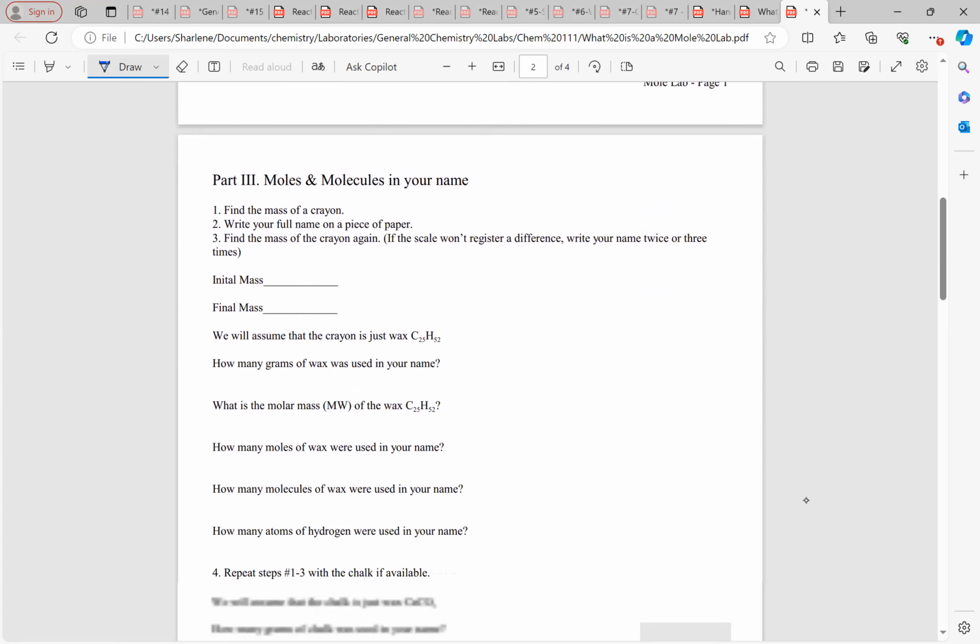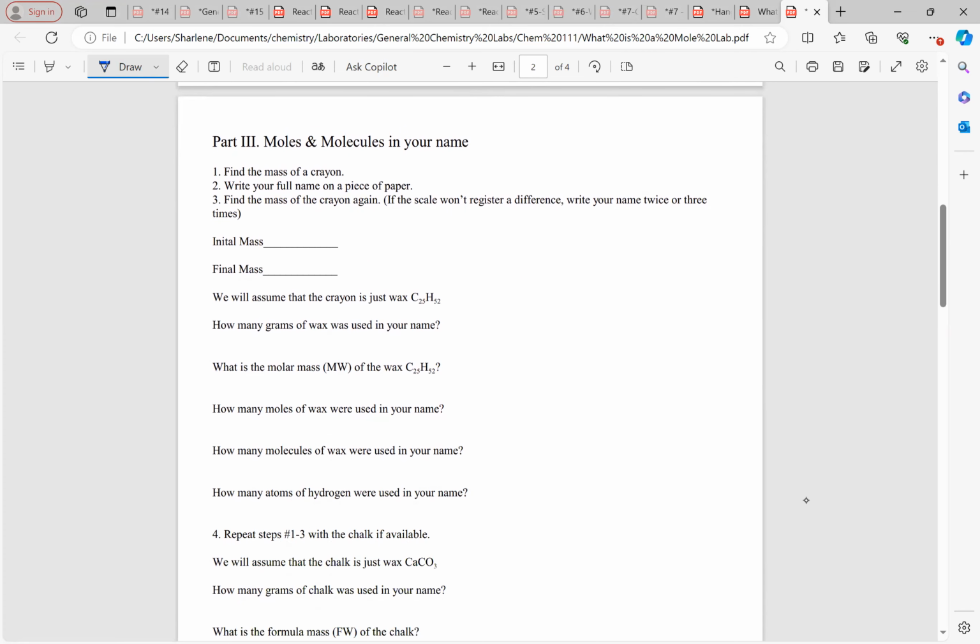Another one that's kind of fun is, can you figure out the number of moles and molecules in your name? So if it's available, you can use chalk or a crayon. Marker actually works, not quite as well as crayon and chalk, but you would weigh your crayon, you would write your name, and then you would take the weight of the crayon again. If it doesn't make a difference, if the scale can't read it, write your name 2 times or 3 times or 4 times so that it can do a weight difference.